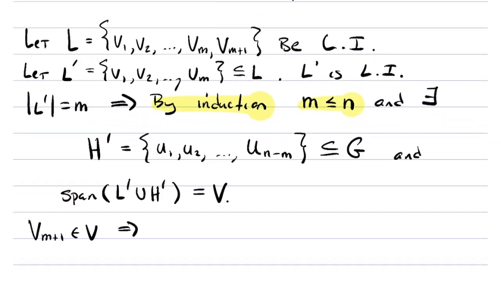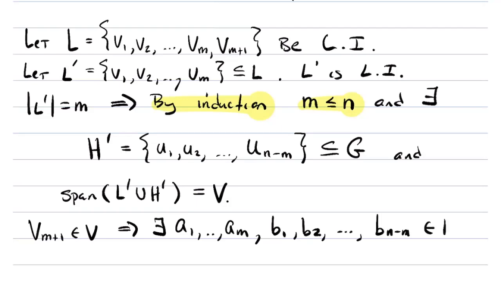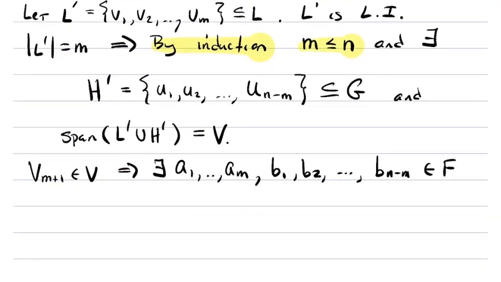So there must be scalars. I'm going to call them A's and B's. How many A's are there? The number of elements in L prime. There's m of them. So there's some A's and then also some B's, B1, B2, up to B sub n minus m. They're scalars. And what do those scalars do?